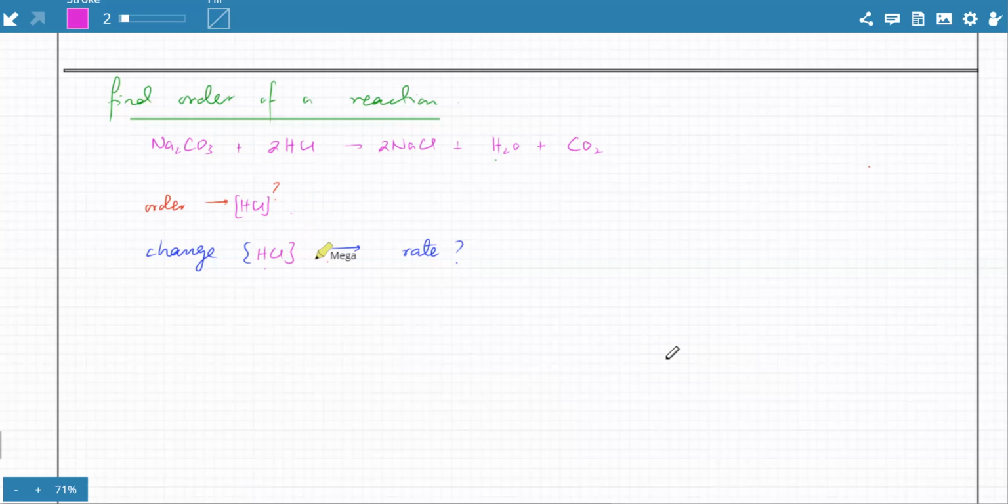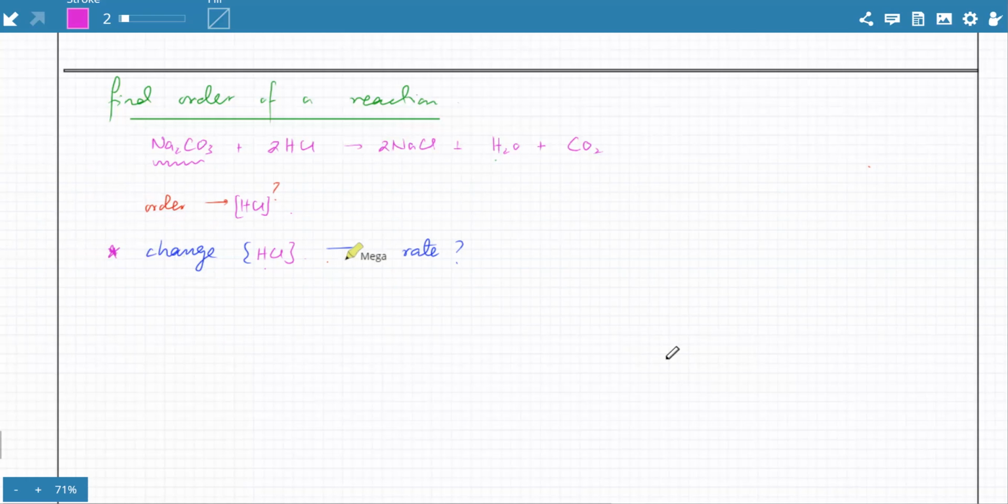And I can try and figure out the rate of the reaction. Okay? I mean, this is what I'm going to do. And I'm going to try and keep sodium carbonate's concentration constant. Okay? So it's a simple step that needs to be done in the lab. You change HCl's concentration.